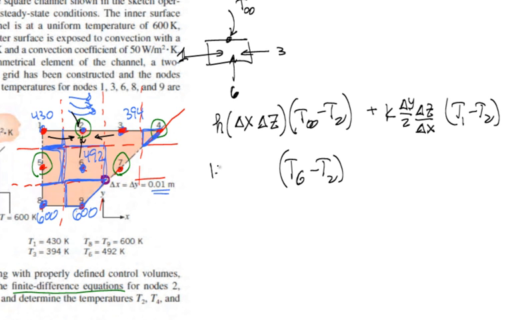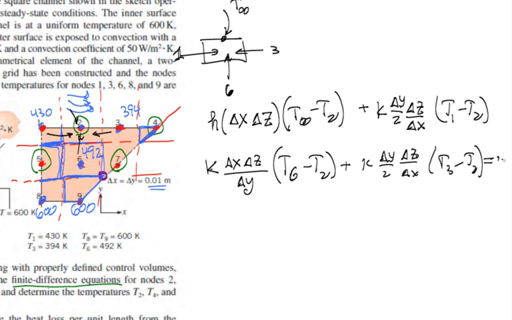And we're going to have K, and we're going to have the area, delta X, delta Z, divided by delta Y. And then coming in from node 3 into 2, K, delta Y over 2, delta Z divided by delta X times T3 minus T2. All of that summed up has to equal 0. Four terms summed up has to be equal to 0. Otherwise, there won't be steady state energy balance for that node.